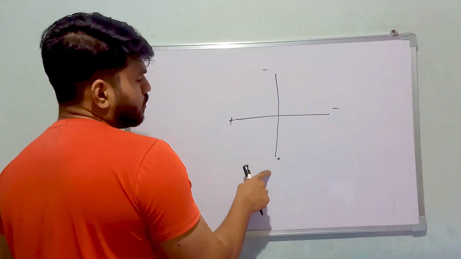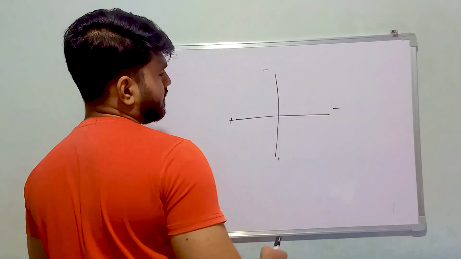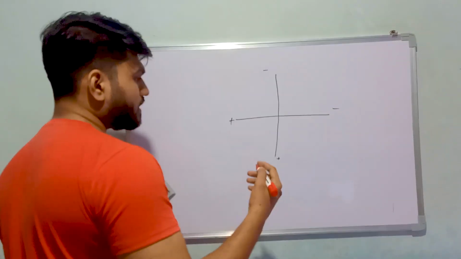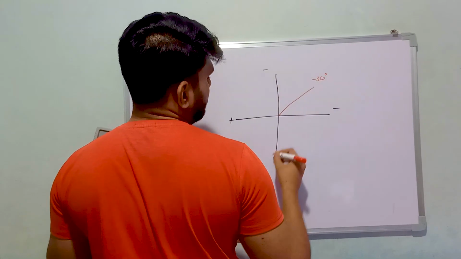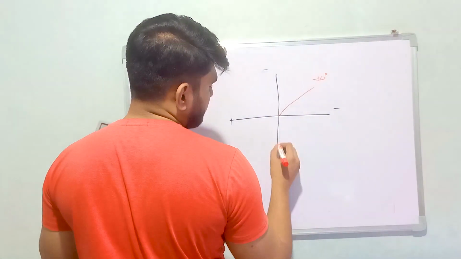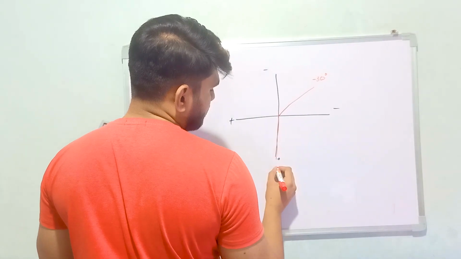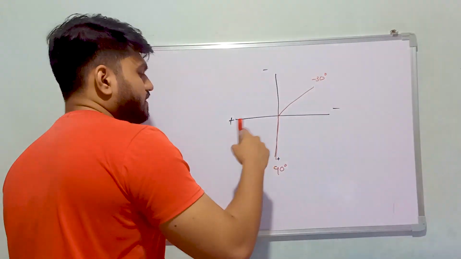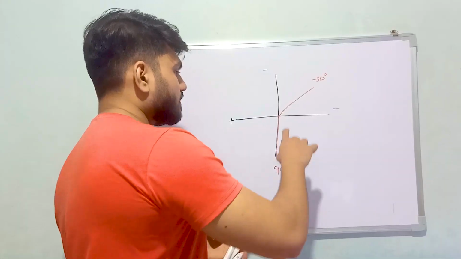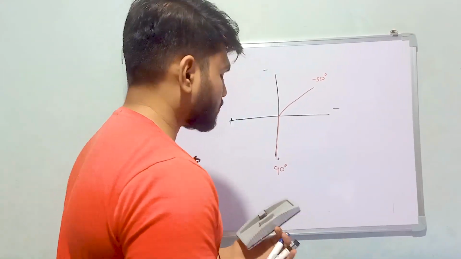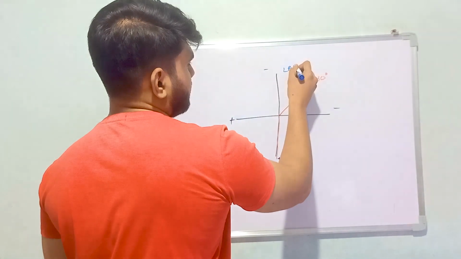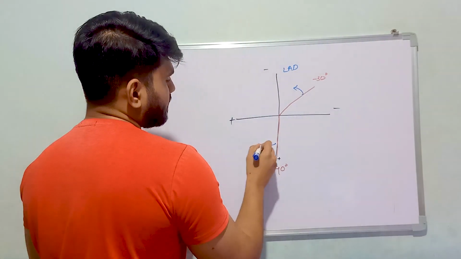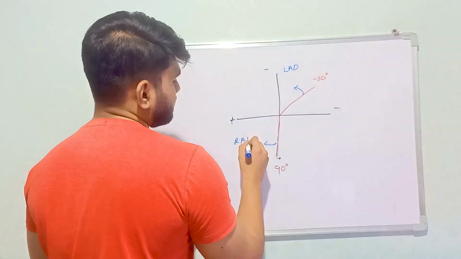So plus will be here, both plus will be here, and both minus will be here. And our normal axis is from minus 30 degree to plus 90 degree. So it will be here, it will be here. So this is our normal axis. Between this, there is no axis deviation. Beyond this point, it is left axis deviation. Beyond this point, this is right axis deviation.